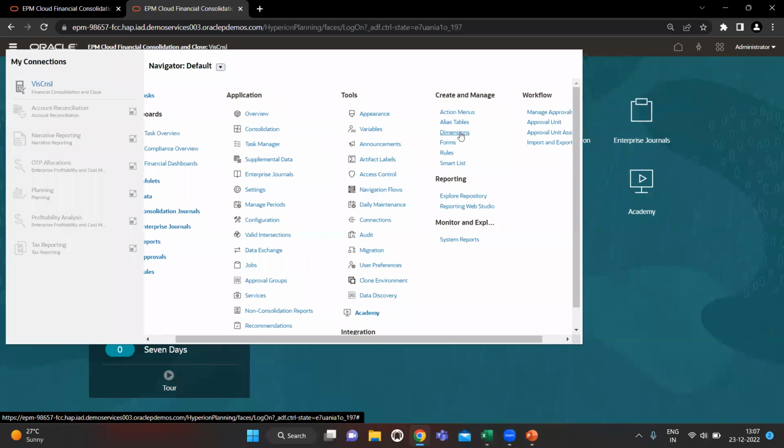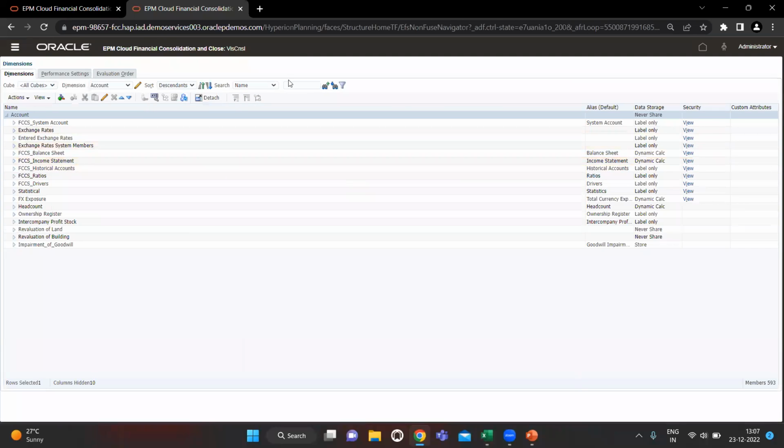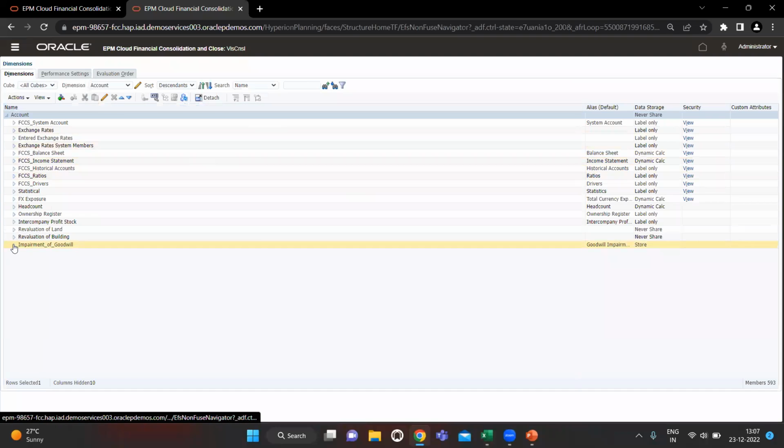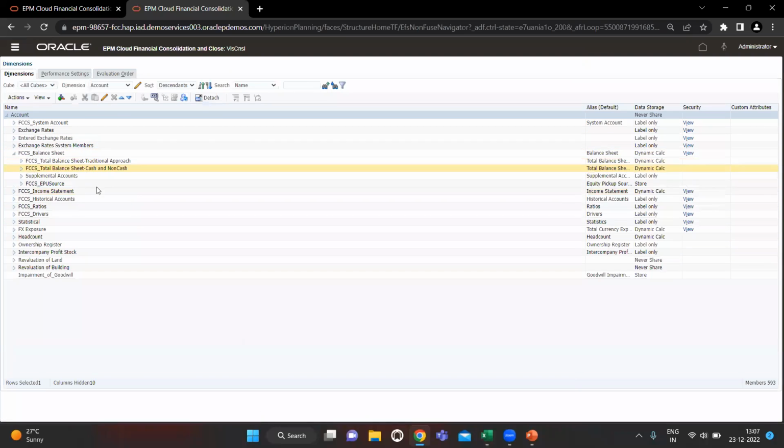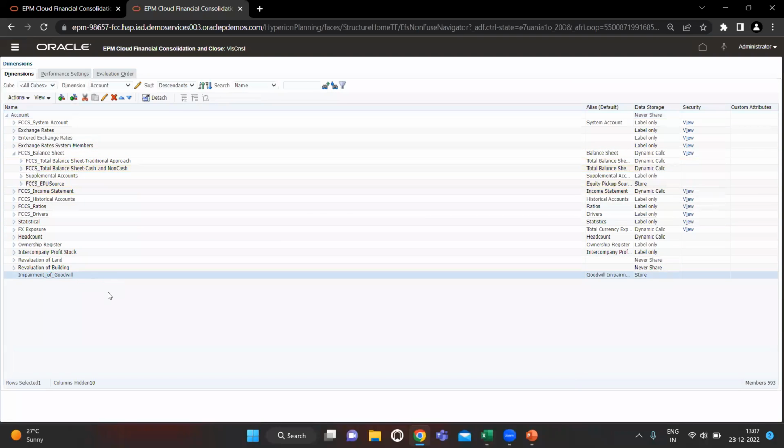I will show you the properties of this impairment source. Yes, here it is. So this is one member I've created in the account dimension, and it is not part of our balance sheet. As you can see, this is a balance sheet, and it is not part of it. It is just for the elimination for which we have created it.